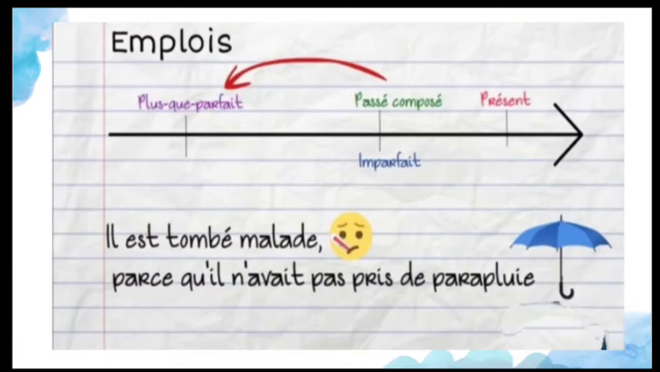See, this is the use of the plus-que-parfait with the passé composé and the présent. Before that, what is the passé composé only? Plus-que-parfait, that is pluperfect. Let's see the example. Il est tombé malade, so he fell sick. That is past tense. Why? Parce qu'il n'avait pas pris de parapluie. Because he had not taken the umbrella. For that only he fell sick. So this is the example for the plus-que-parfait.